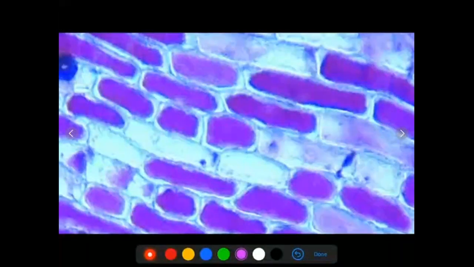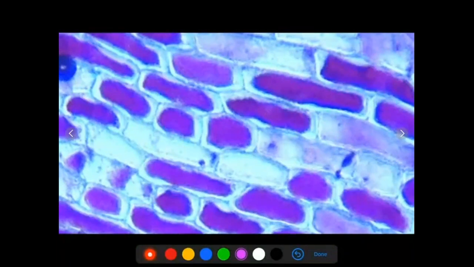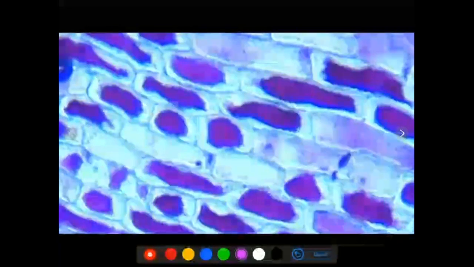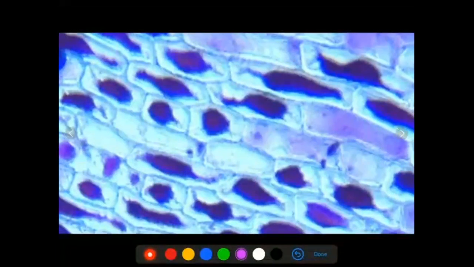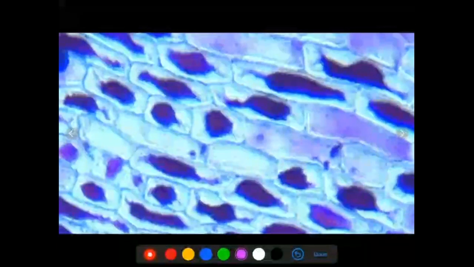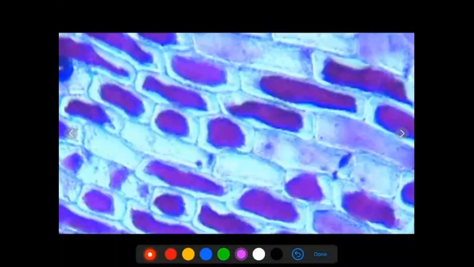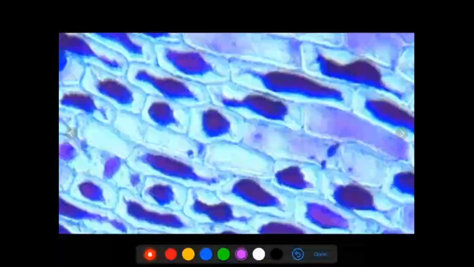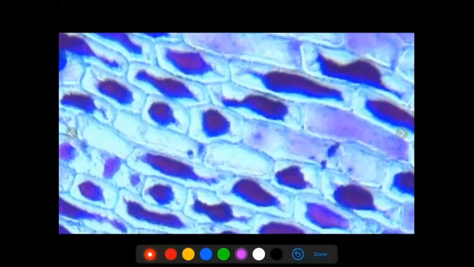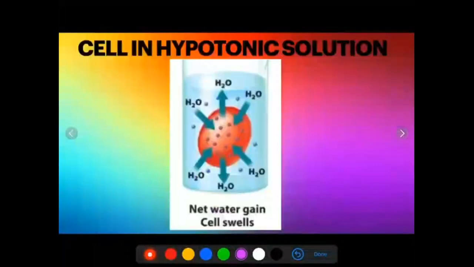Another condition is of a living cell. You can observe these cells under the microscope. If you place it in hypertonic solution, the colored plasma membrane shrinks to a side of the cell. This is a practical we can perform in the lab.